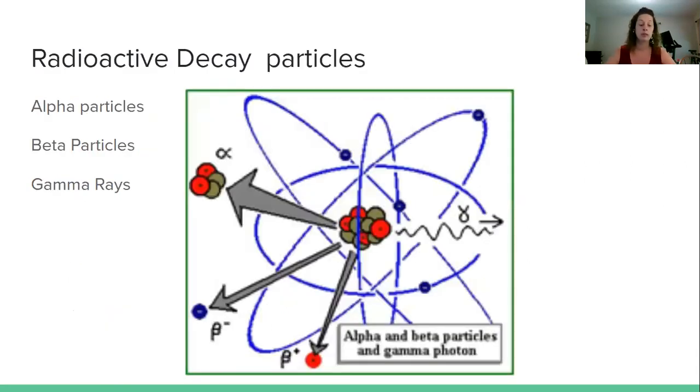So there are 3 types of emissions: an alpha particle, a beta particle, and we're also going to talk about gamma rays. There are other particles that can be emitted as well, but we're going to focus on these 3. If you go into further chemistry classes, you'll learn all about the positron and other examples, and the neutron. Alpha particles and beta particles are particles, and with gamma rays there's no particle, it's just energy.